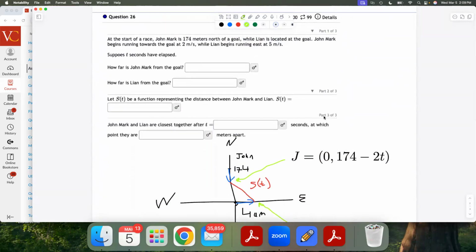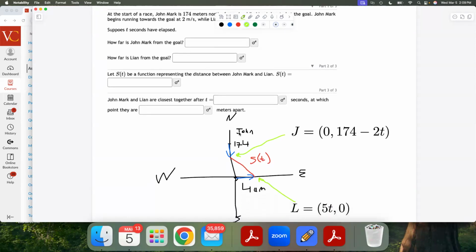This is a very similar question here. So pause, read the question. I hope you've done that. We have John, who starts 174 meters north of the goal when he's running down. Liam starts at the origin here and he's running east. It says Liam there, though I know it looks like 4 a.m.